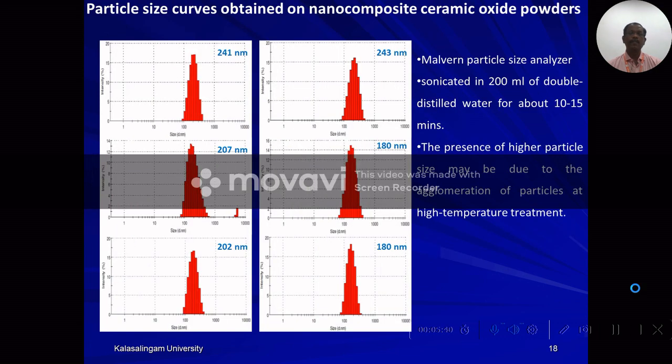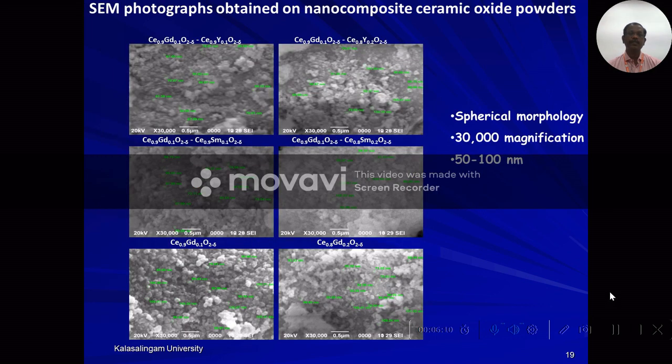the samples. The particle size patterns obtained on the materials are shown in this particular slide. We use a particle size analyzer for measuring the particle size of the materials. Before the particle size measurement, we mixed the powder in double distilled water and sonicated for about 10 to 15 minutes. The particle size is found between 180 nanometer and 2241 nanometer. The higher particle size range is mainly due to the high temperature treatment of the particles.